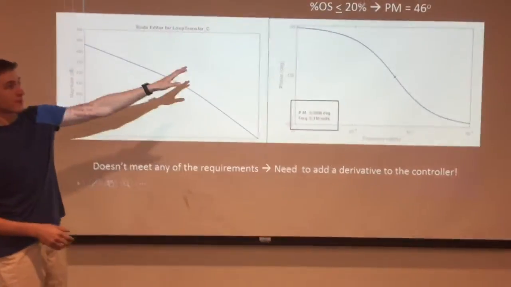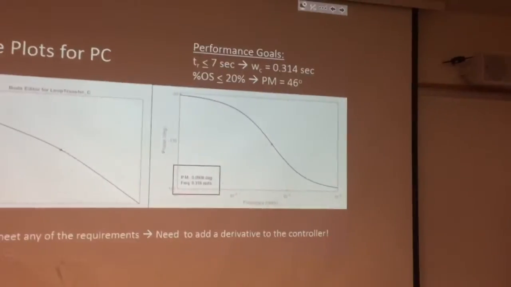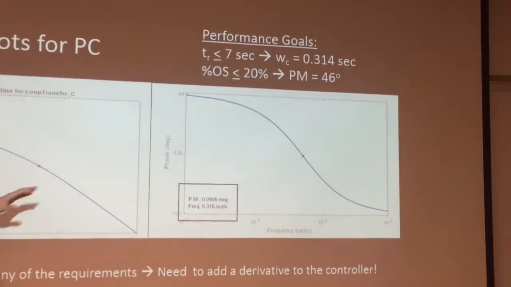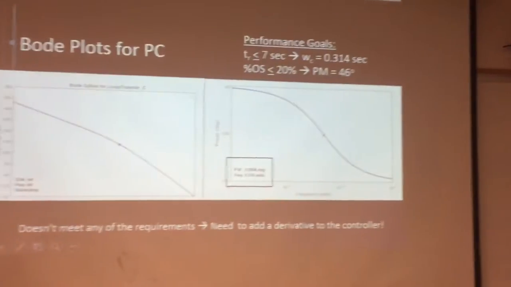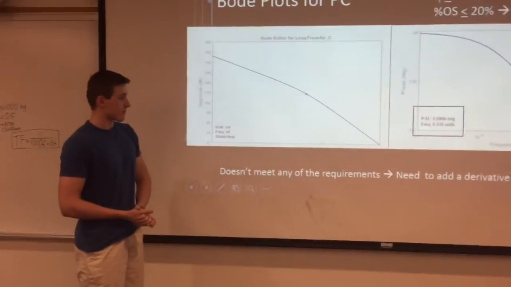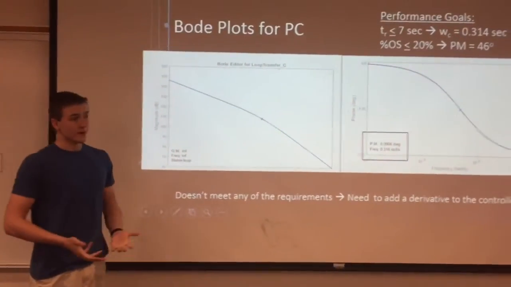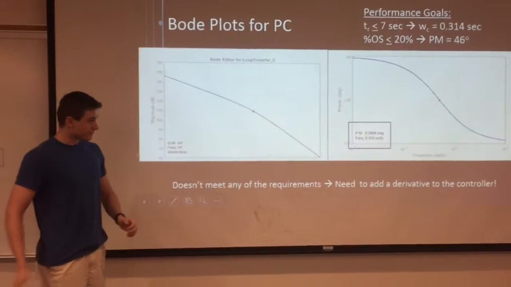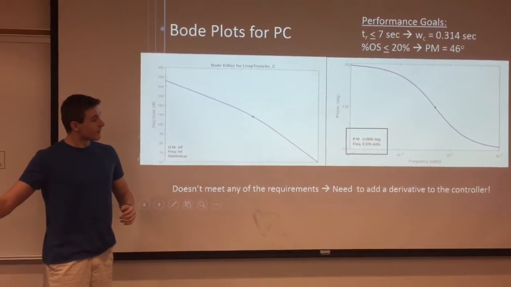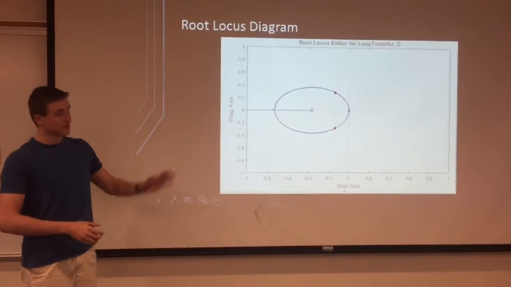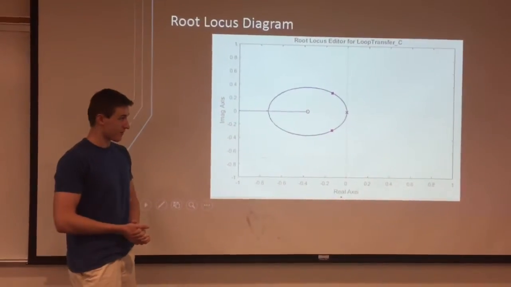Comparing these to our actual performance goals, our crossover frequency is nearly there, but our phase margin is off by almost 45 degrees, which is why we had to add a 0 to the proportional controller to make a proportional derivative controller. And next.